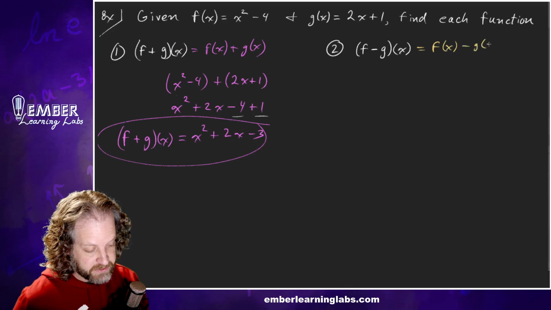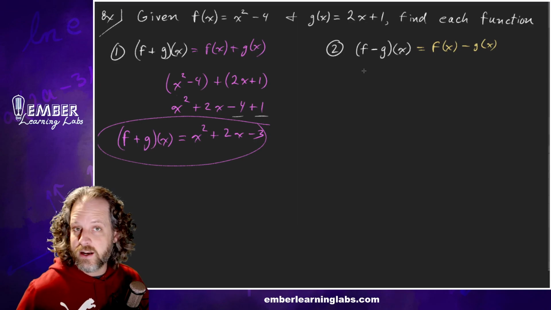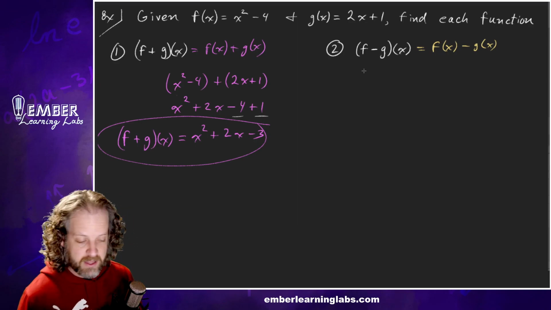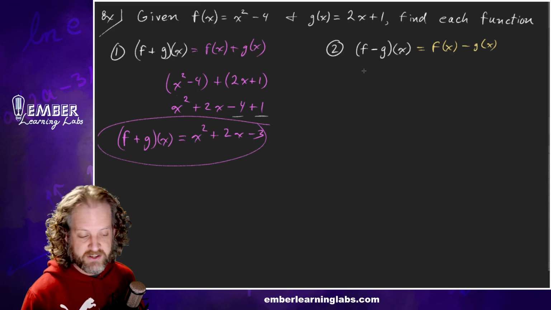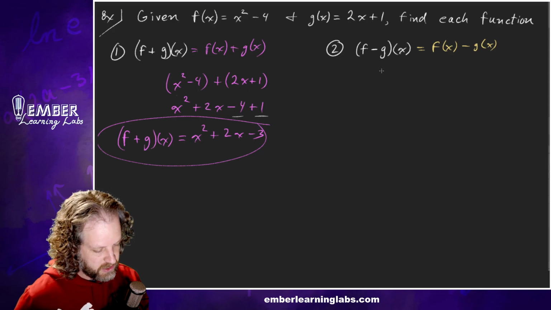So this one, because it's a minus, the order is really going to matter. It's going to be really important that we keep the order right, and we're also going to want to make sure we distribute that negative if we need to. Well, let's do it. So f of x is x squared minus 4.